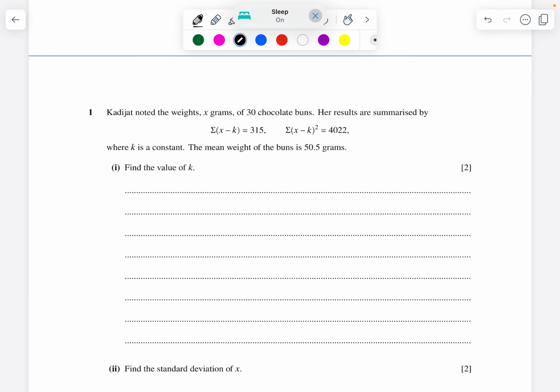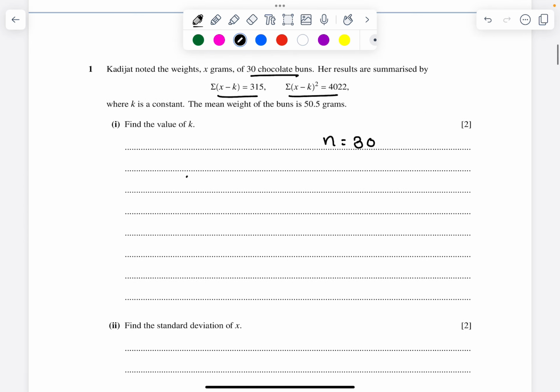Khadijat noted the weights x grams of 30 chocolate buns. So n equals 30. Her results are summarized as sigma (x minus k) whole square is 4022. So sigma (x minus k) upon n equals sigma x upon n minus k. So sigma x upon n is 50.5. 50.5 minus k equals 315 divided by 30.